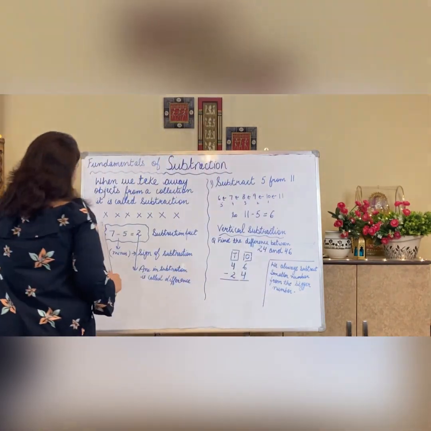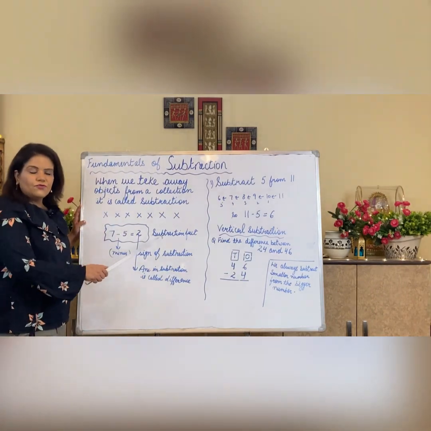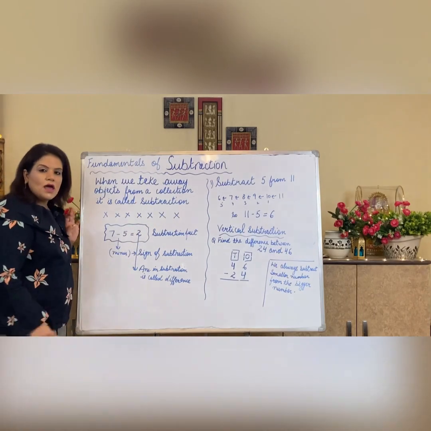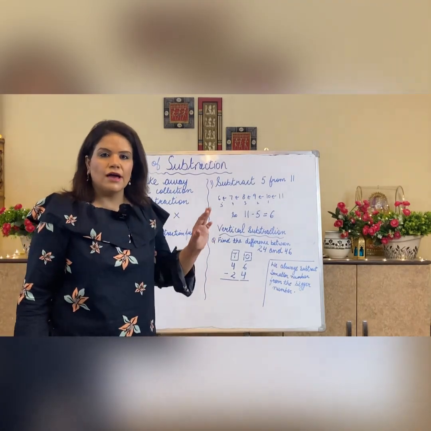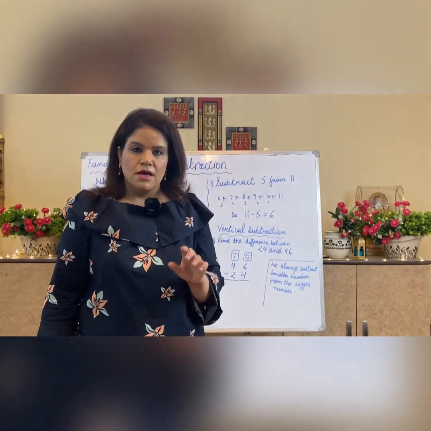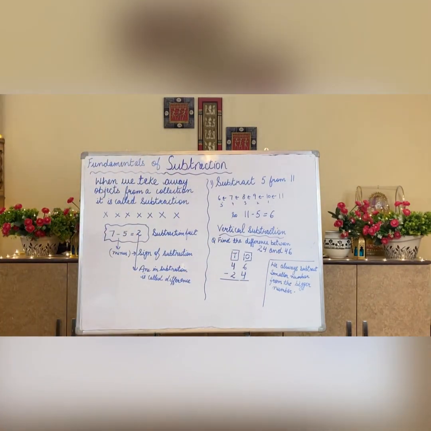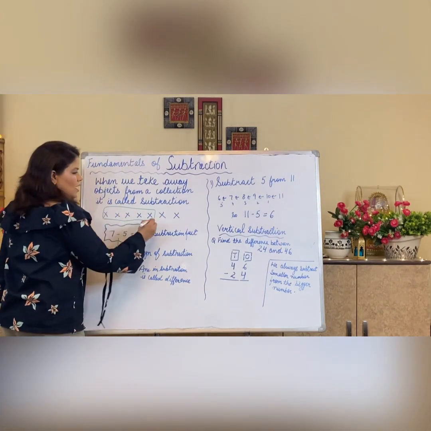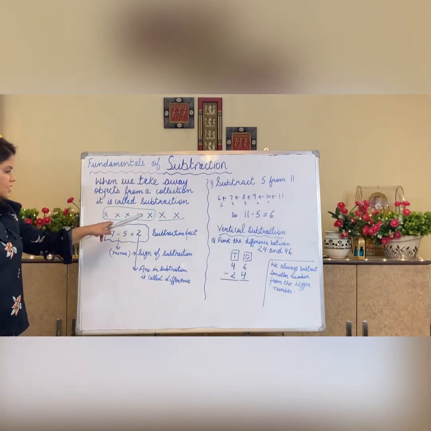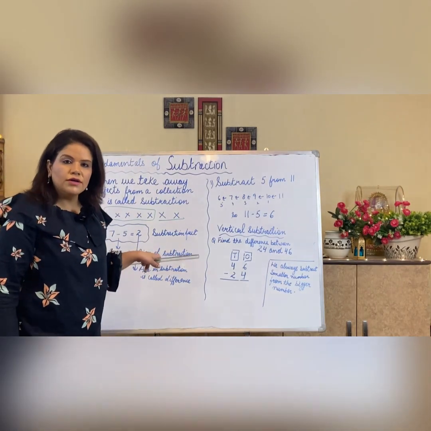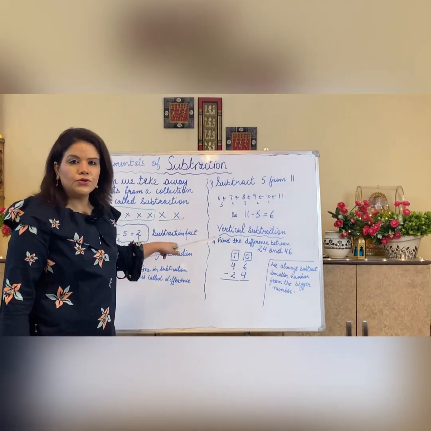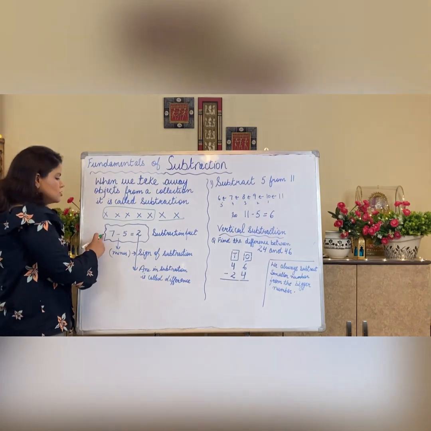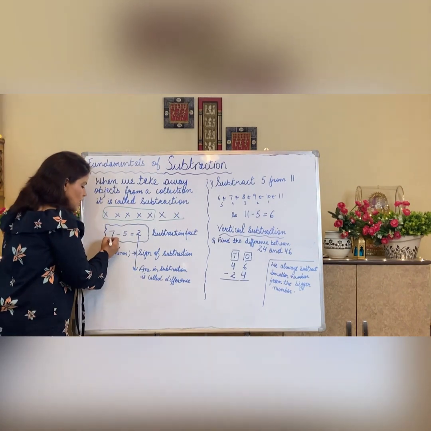So here I am with one example. I have taken 7 crosses. 1, 2, 3, 4, 5, 6, 7. Out of these 7, if I am taking away 5 crosses, that means 1, 2, 3, 4, 5. So how many am I left with? 2. So this collection's number of items has gone down from 7 to 2. How? When I have taken away 5 from them.